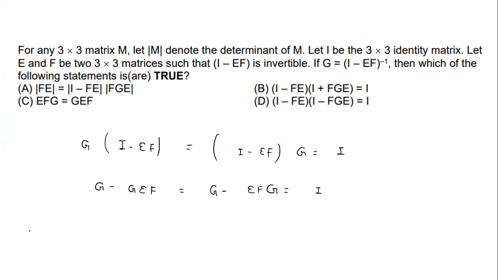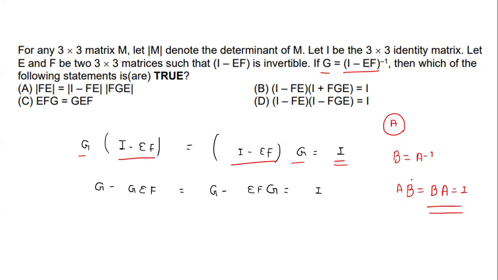So first of all, in the problem it is given that this G matrix is the inverse of this I minus EF matrix. So we can write the product of G and I minus EF, or we can also say the I minus EF product G, is the same as the identity matrix. We know that if we have some matrix A and B is the inverse of this matrix, then we can write AB and BA products are the same as the identity matrix. So we apply the same property here.